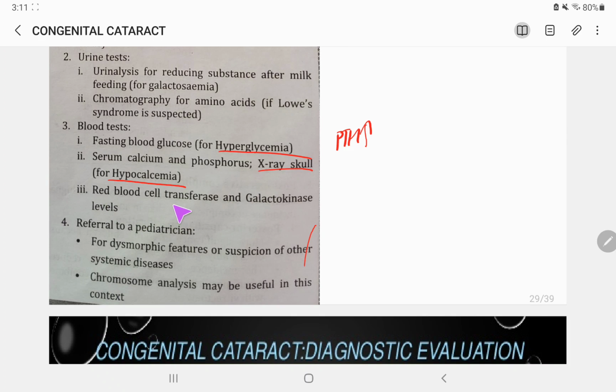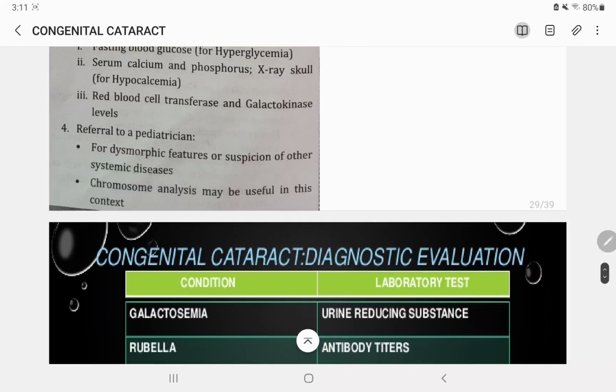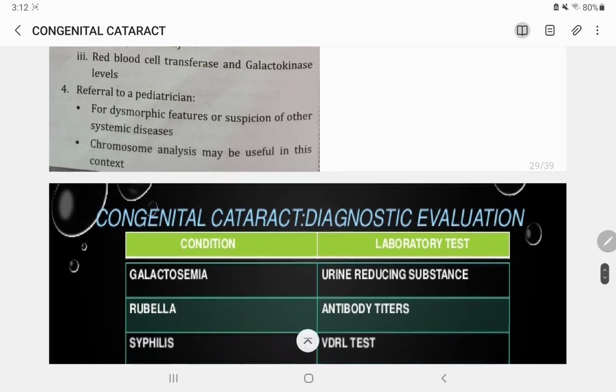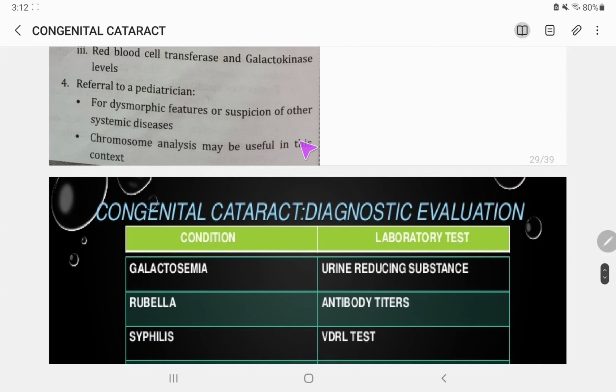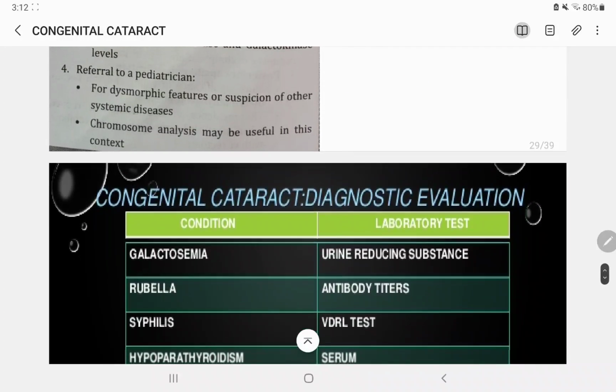And then red blood cell transferase and galactokinase level, again for galactosemia. And then referral to the pediatrician. We have to refer to a pediatrician because of any kind of dysmorphic features; the child can present with failure to thrive and many other kinds of pediatric diseases and symptoms. So we have to refer not only for the eye, but also for other systemic management. All right. And chromosome analysis may also be useful. So we have to refer to the pediatrician.